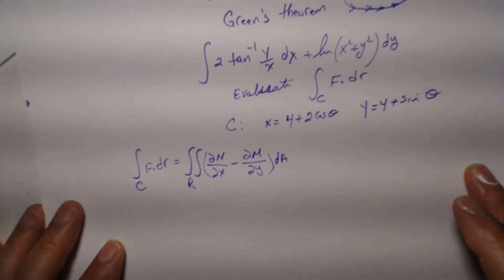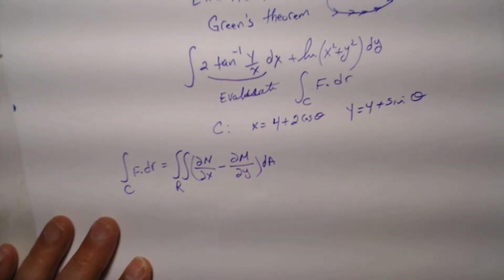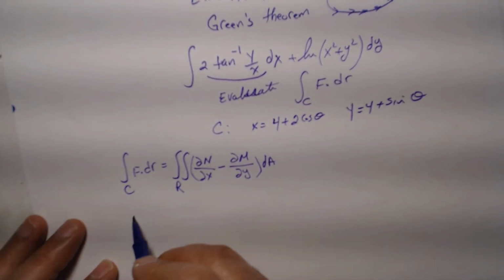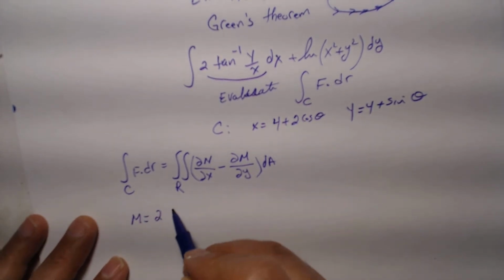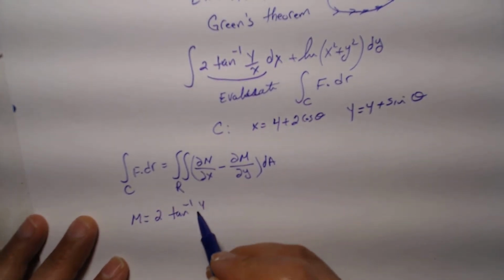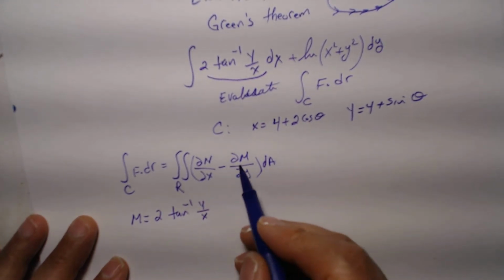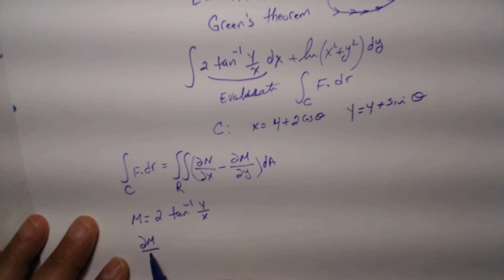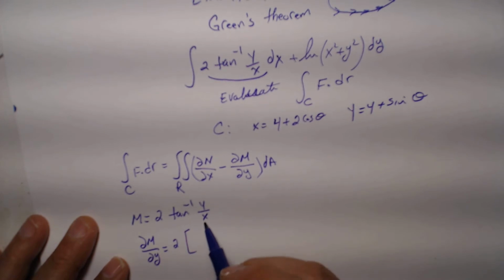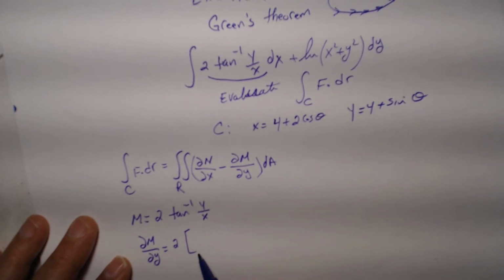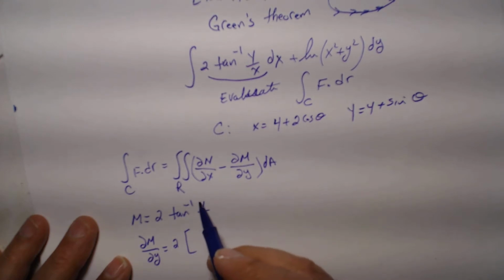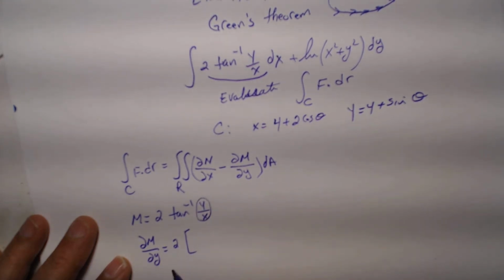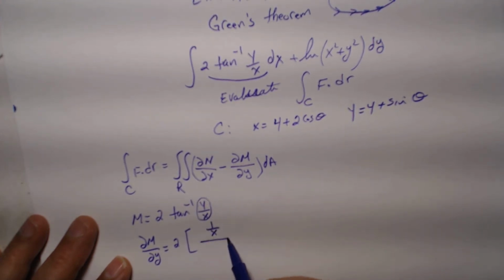In here this is your x component. I'm going to call my x component M, and that is 2 arctangent of y over x. I do need the partial derivative of this with respect to y. I have a constant multiple. The derivative of arctangent is u prime divided by 1 plus u squared. This is your u, and the derivative of this with respect to y is the coefficient of y, which is 1 over x, divided by 1 plus u squared.